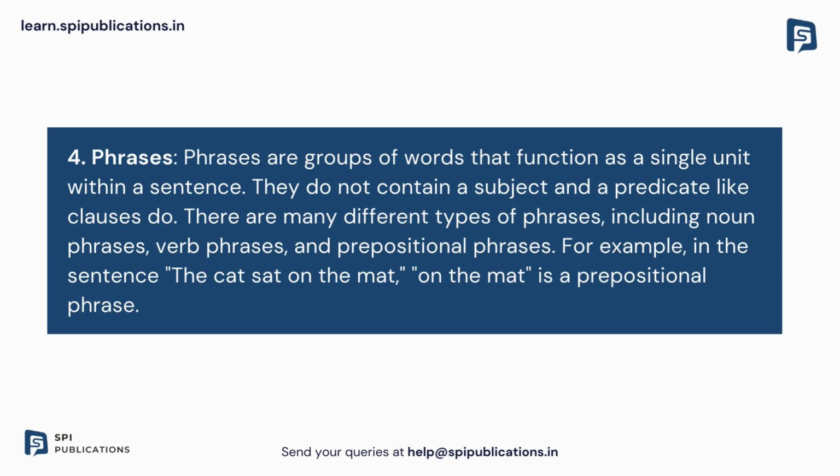4. Phrases. Phrases are groups of words that function as a single unit within a sentence. They do not contain a subject and a predicate like clauses do. There are many different types of phrases, including noun phrases, verb phrases, and prepositional phrases. For example, in the sentence, "The cat sat on the mat," "on the mat" is a prepositional phrase.